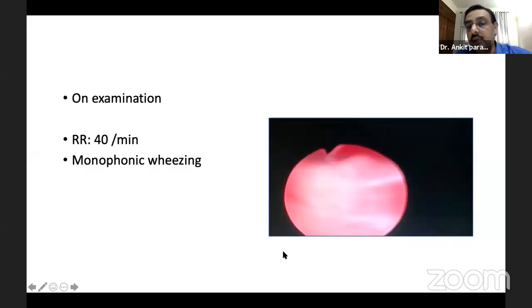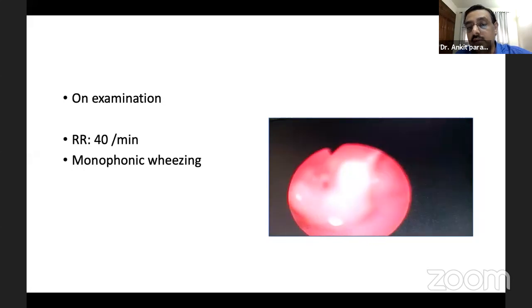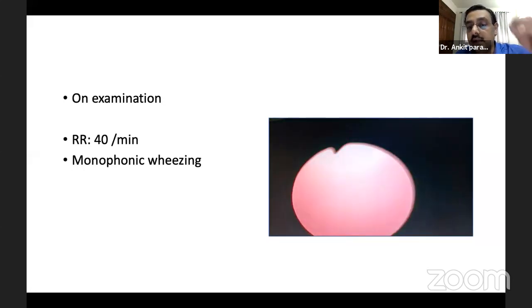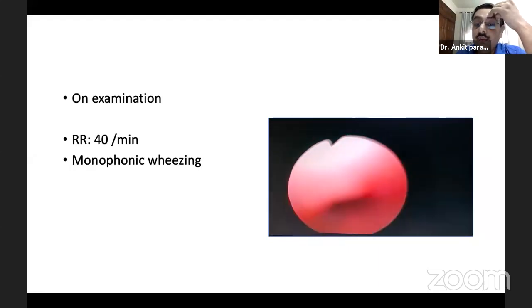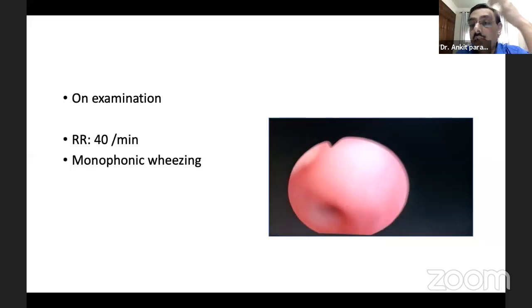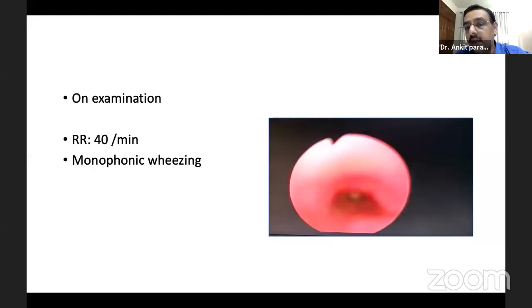clip. So now as you go inside the trachea, so again, the cords, the glottis, and now you find a foreign body here. So this is actually a piece of peanut. So a weird history. The parents never gave a history that there's a peanut there.